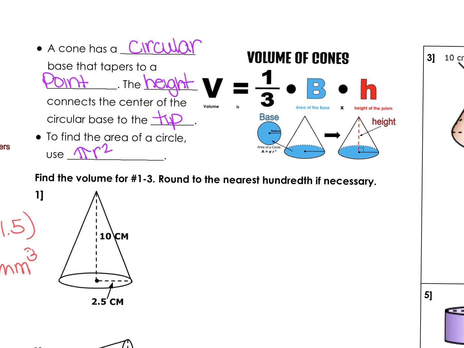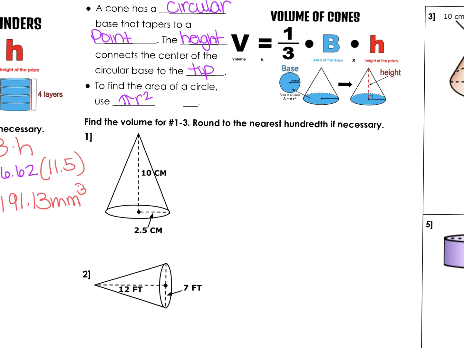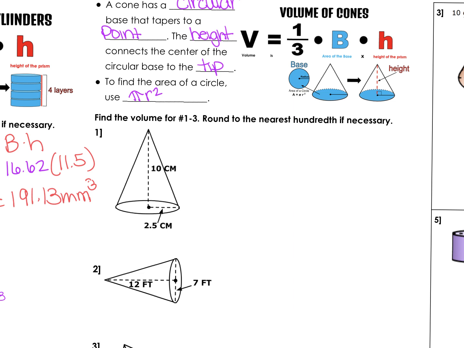Here we're going to start doing the same thing. First thing, I'm going to identify my base. From the definition, my base is circular, so this is my base. And then my height connects the base and the tip. This is going to be my height. So here I'm going to identify my height is 10. My base, and I need the radius for my base, is 2.5.